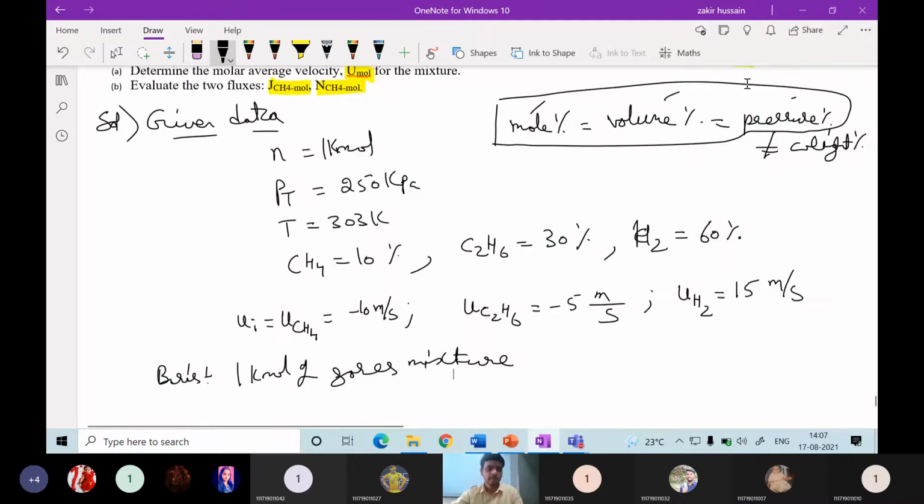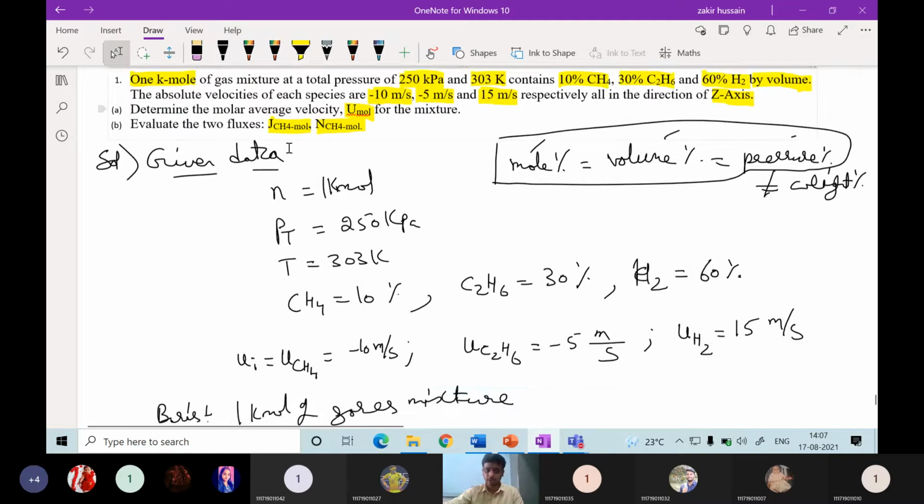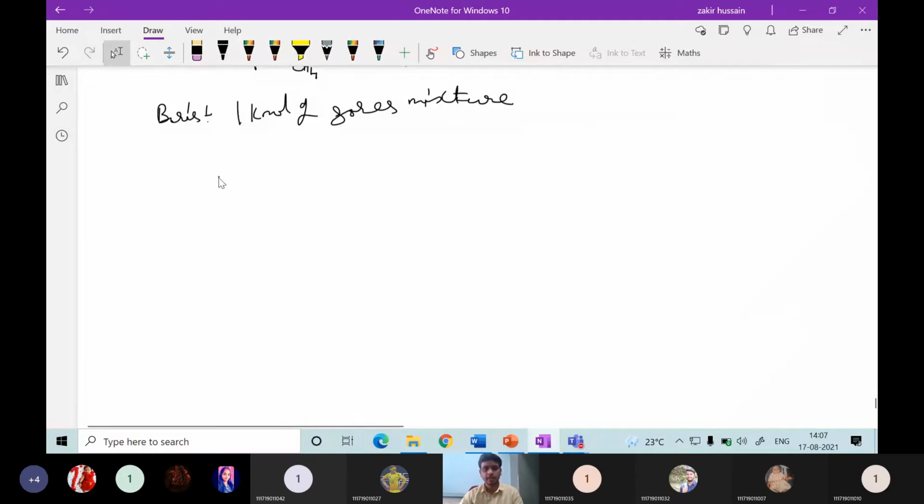First they have asked us to determine the molar average velocity u mole. So we know that u mole is equal to, can anybody say what is u mole?